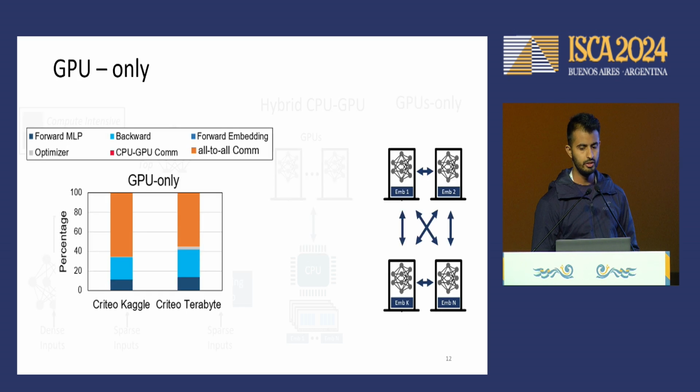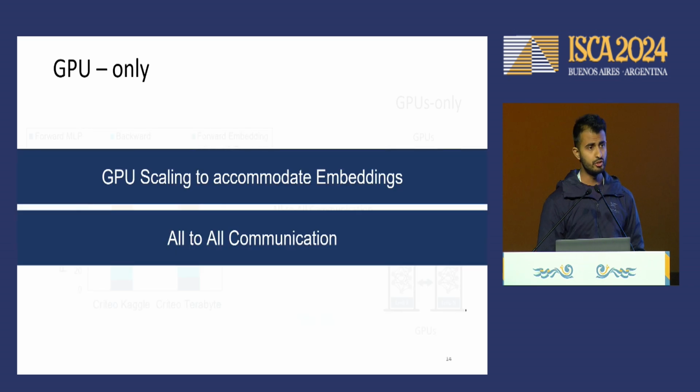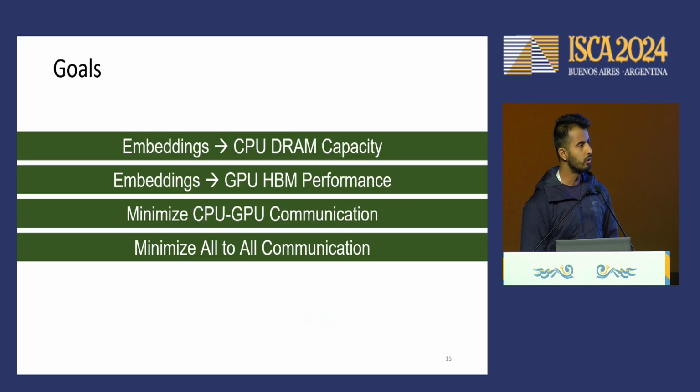If we take a look at the GPU-only approach, the embeddings are scattered across different GPU devices. So we need to fetch all the embeddings from all GPU devices and scatter them across different GPU devices. This results in all-to-all communication collectives, and this all-to-all communication can take up to 50% of total training time, especially when it is happening across multiple nodes using low-bandwidth interconnects. So all-to-all communication is the bottleneck, and GPU scaling is another bottleneck in the case of a limited number of GPUs. So what do we want here?